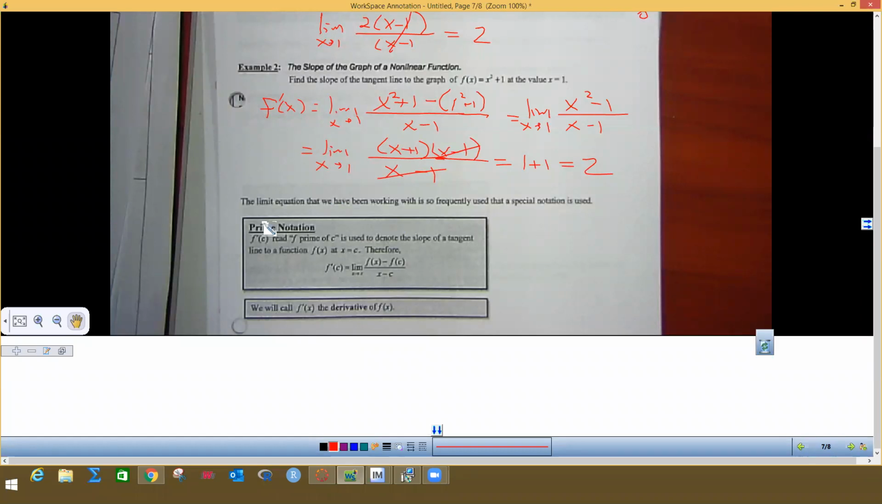Okay, so we're going to finish up the notes on 2.1 and 2.3. The limits equation that we have been working with is so frequently used that it has a special notation that I already told you about.